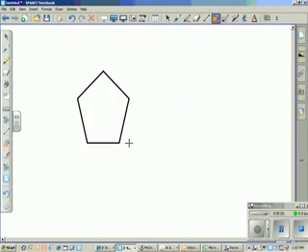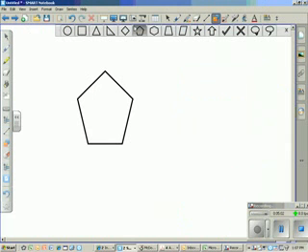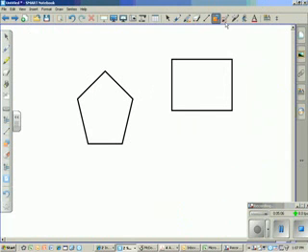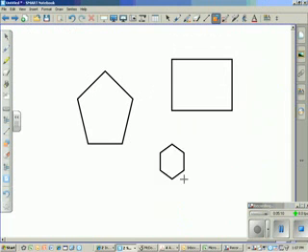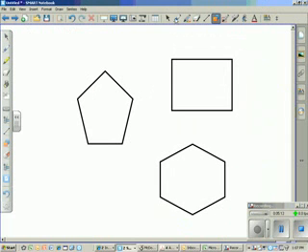So let me draw a regular five-sided figure. Let me draw a regular four-sided figure. And let me draw a regular six-sided figure. What does the word regular mean? All sides and angles congruent. So I'm going through here and marking all sides congruent, and all angles would be congruent.